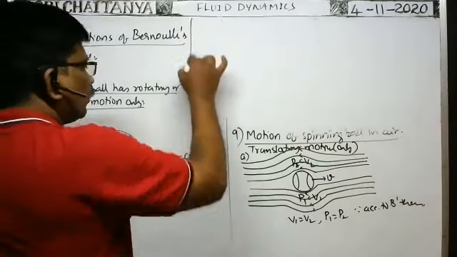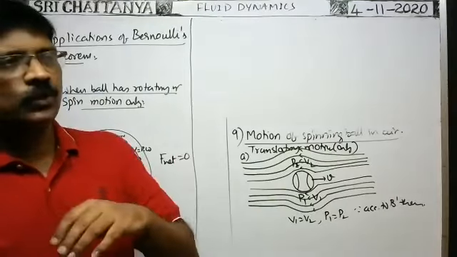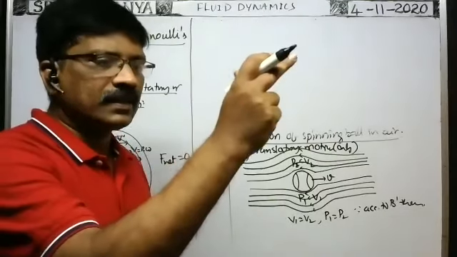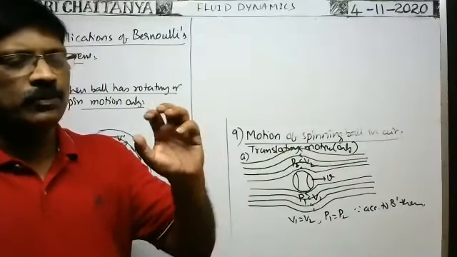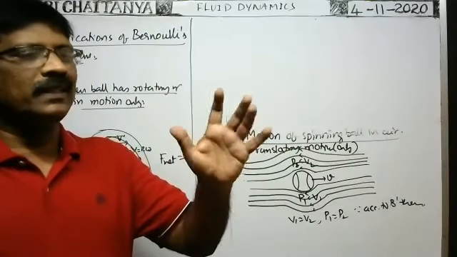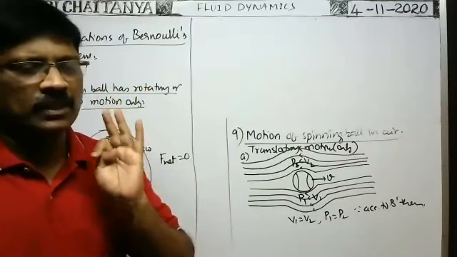Suppose when a ball is thrown, in case of a spin bowler, the spin bowler throws the ball so that it is having some velocity and at the same time it is having some angular velocity also. That means the ball has translatory motion as well as rotatory motion. That is the peculiar property of the spin bowler.